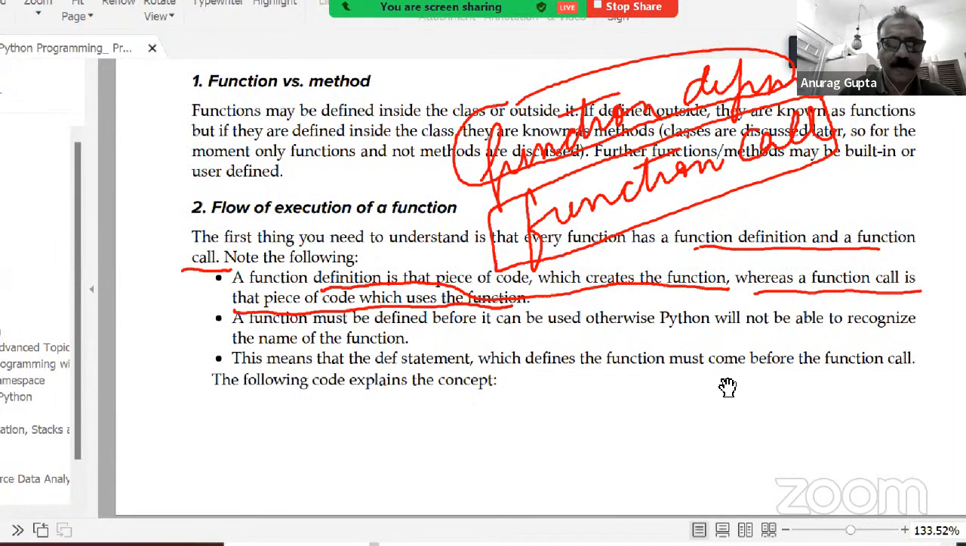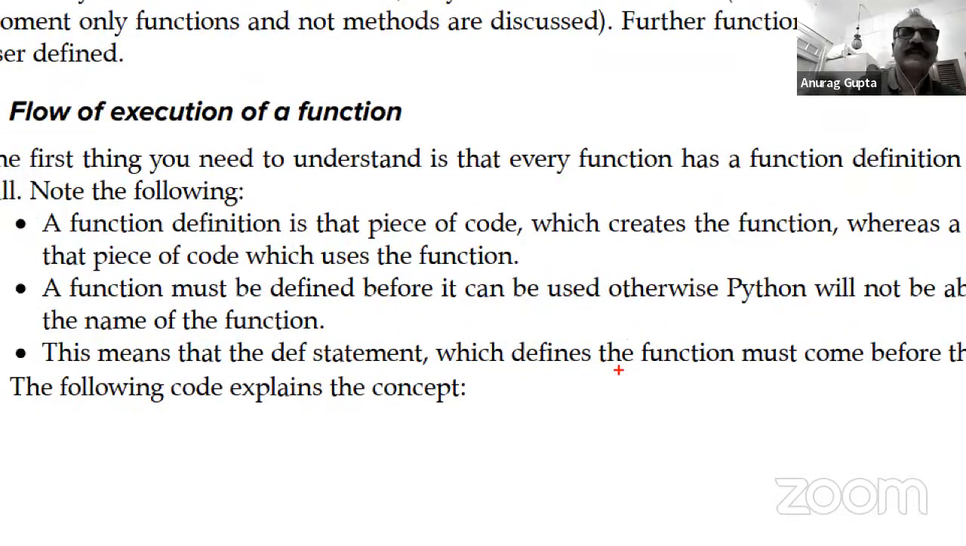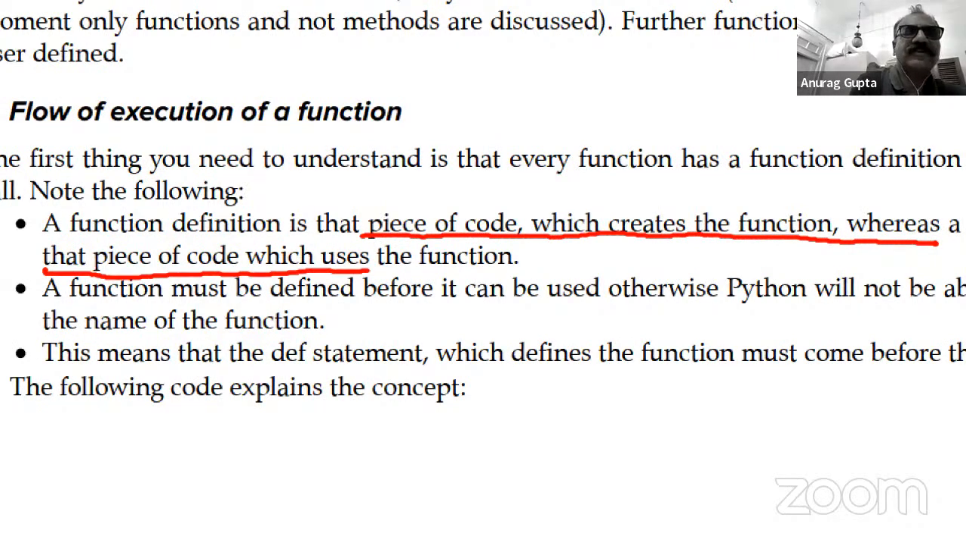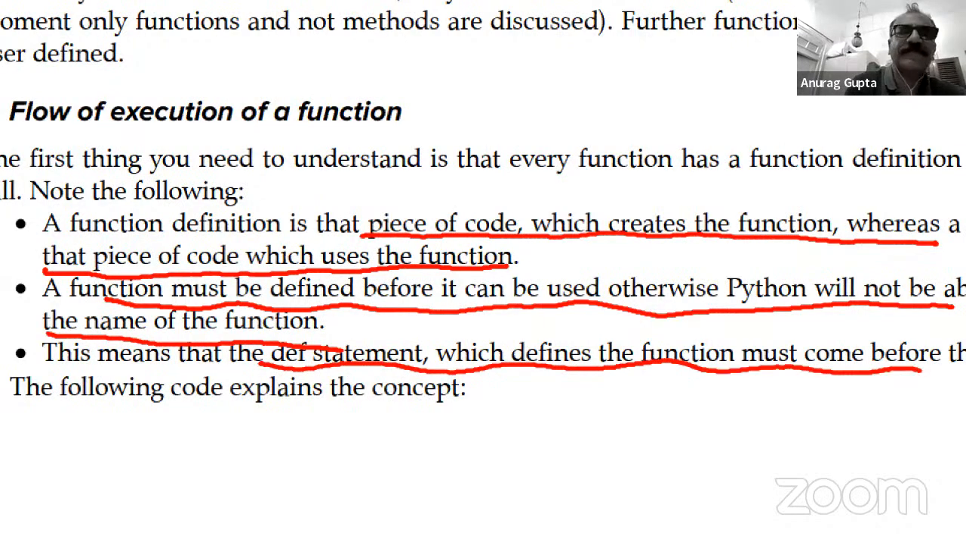Let me just do this again. A function definition is that piece of code which creates the function, whereas a function call is that piece of code which uses that function. A function must be defined before it can be used. Otherwise, Python will not be able to understand the name of the function. This means that the def statement which defines the function must come before the call. The following code explains this concept.